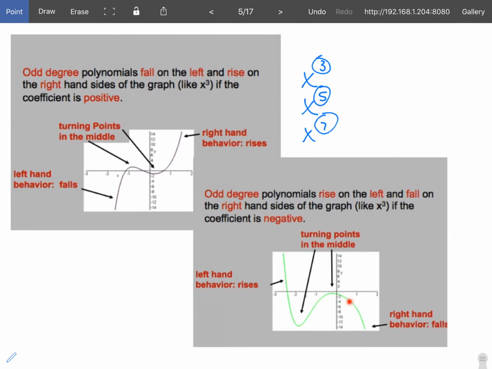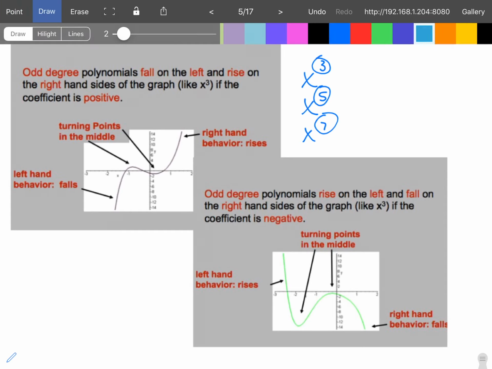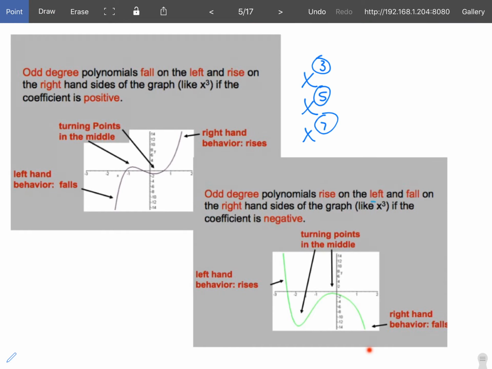Now, how do we know if we're graphing it this way or this way? Well, that's when you go and look at what the coefficient is. If the coefficient in front of the term for the degree is positive, then the right hand behavior is going to go in the positive direction. If it was a negative out front, then the right end behavior would be going down. I think this is wrong. Odd degree polynomials rise on the left and fall on the right hand sides of the graph. Okay, so that really probably should have a negative right here. Like if it was negative x to the 3rd power, then the right hand would be going down.